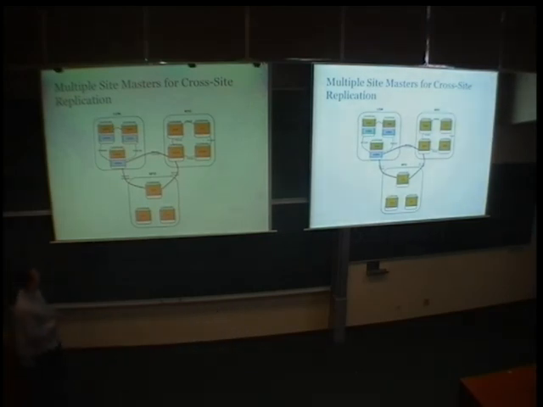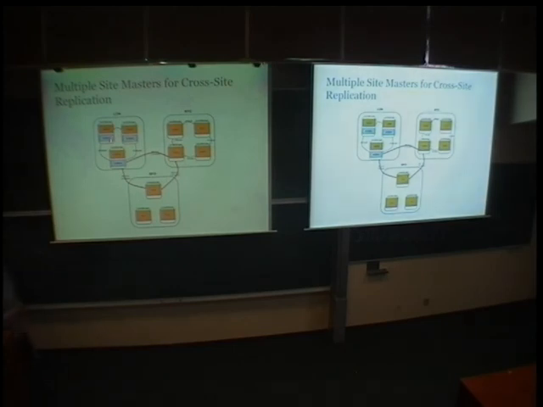Another new feature is multiple site masters for cross-site replication. Let me talk briefly about cross-site replication in general. What you can achieve with Infinispan is that you can have different data centers. One of them can be, for example, in London. One of them can be in New York. And you can have copies of data in both or all of these data centers. So whenever one data center burns up, you still have your data in the other data centers.